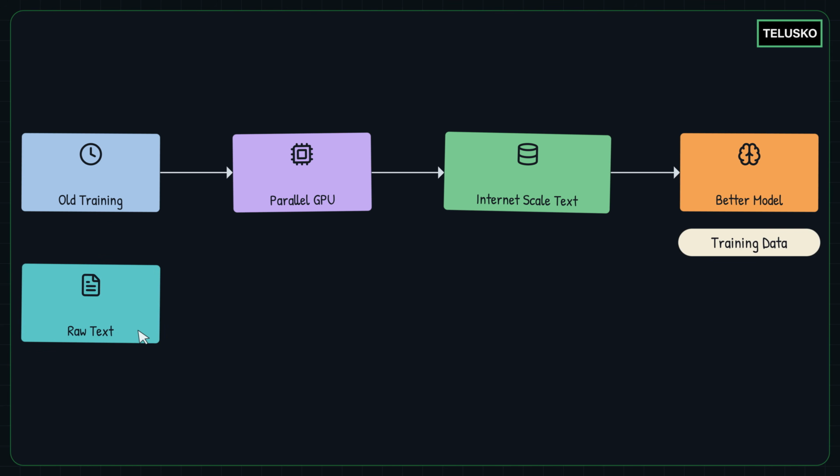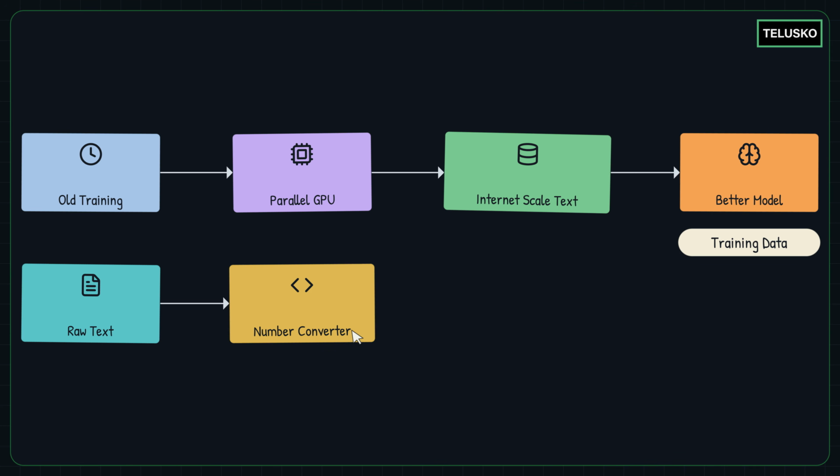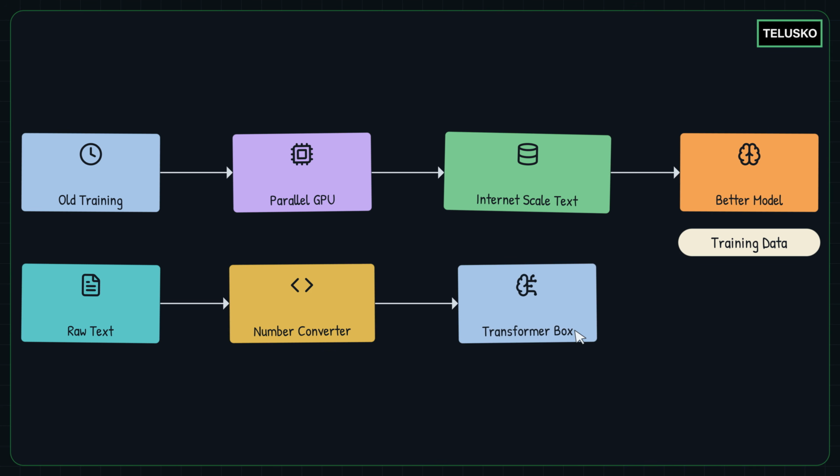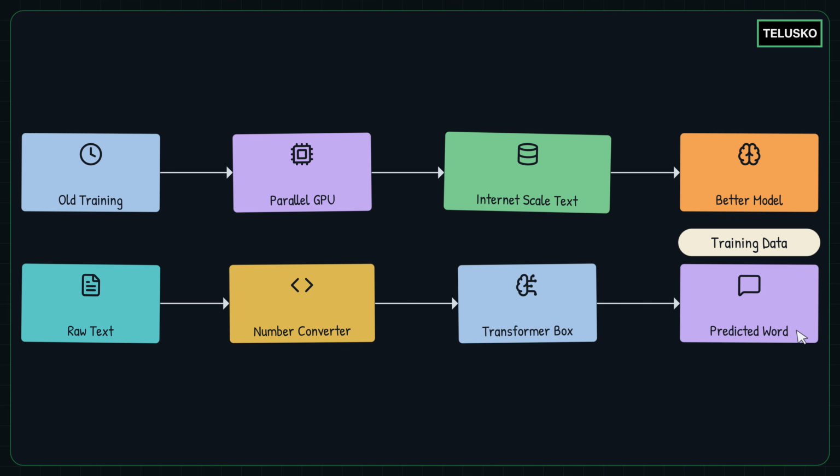We have raw text on the left. Next comes a number converter. Then sits the transformer box. Finally, a predicted word exits right. So the signal travels from raw text into the converter, flows through the transformer box, and arrives at the predicted word.